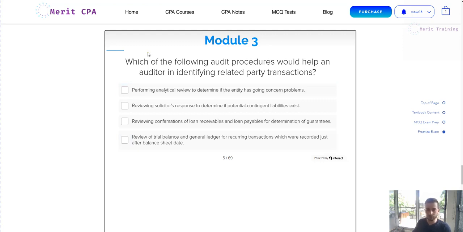All right, next question. Which of the following audit procedures would help an auditor in identifying related party transactions? A, performing analytical review to determine if an entity has going concern problems. B, reviewing solicitor's response to determine if potential contingent liabilities exist. C, reviewing confirmations of loan receivables and loan payables for determination of guarantees. Or D, review of trial balances and general ledger for recurring transactions which were recorded just after balance sheet date.